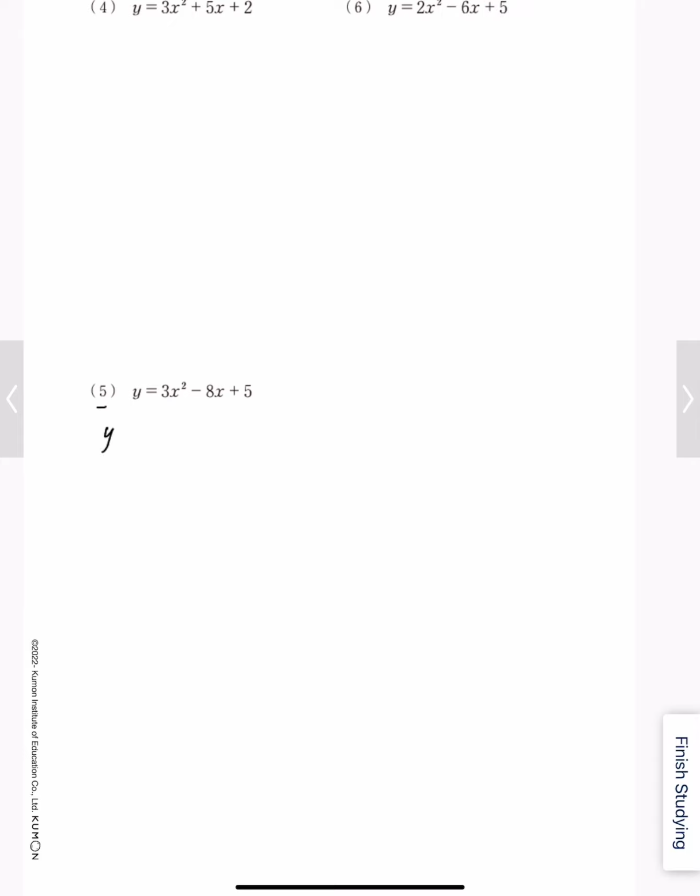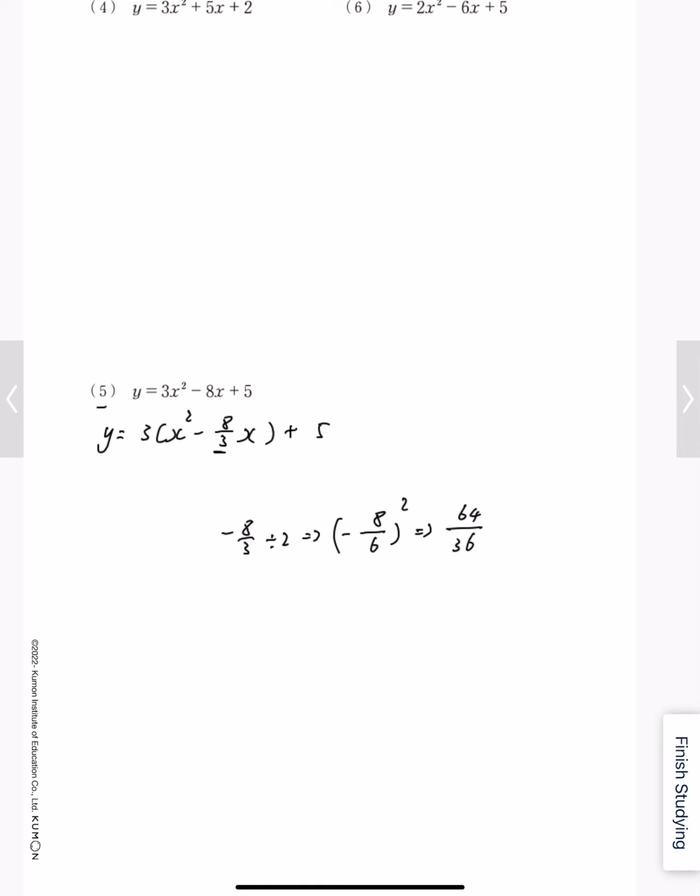Take out the 3. y equal to 3 bracket x squared minus 8 over 3x, plus 5. Okay, first step. Next step, take this number out. Negative 8 over 3 divided by 2 is equal to negative 8 over 6. Squared, that's going to be 64 over 36. Of course, you can reduce it. You can do whatever you need. All right, but I'm just going to keep that number as it is for now, and you'll see why.